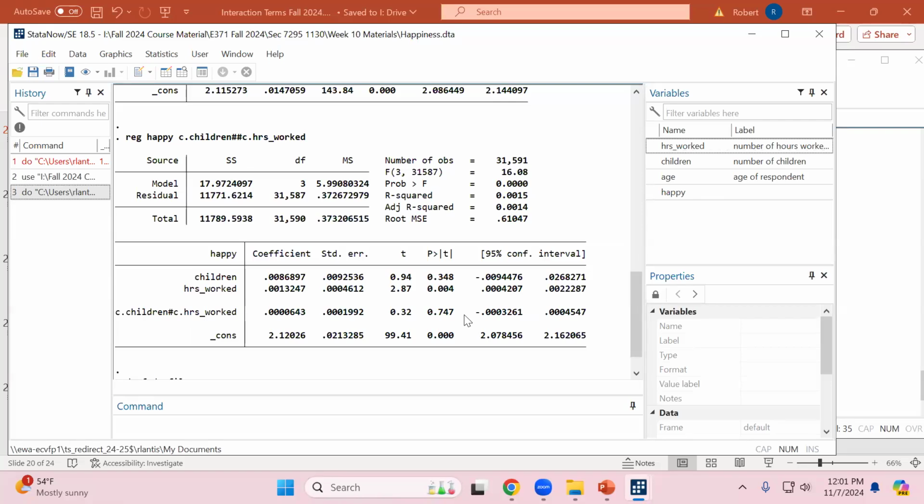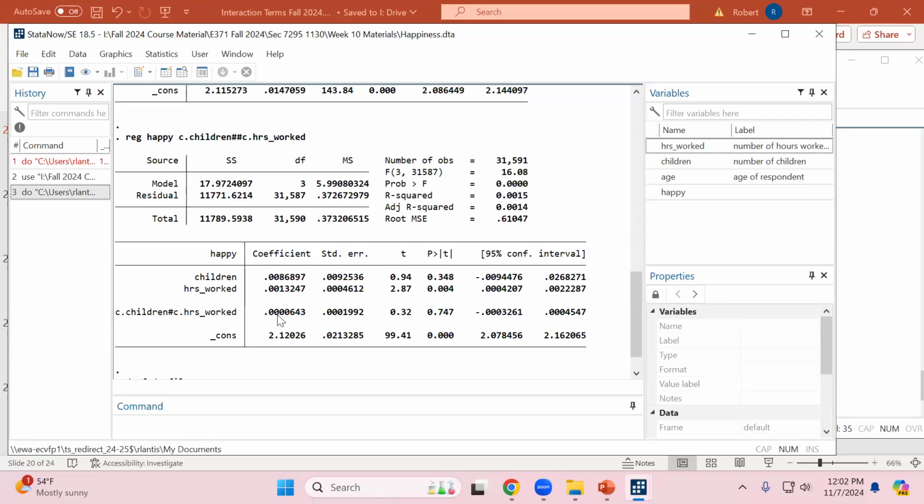However, let's just assume it was significant, just for a second, right? So I've got my coefficients on the two terms. I've also got my coefficient on the interaction term. So if I was writing this out, I've got happiness as a function of hours worked and kids. I'm just going to say kids instead of children, just to save myself a little bit of room. So just writing out what that regression equation would look like.